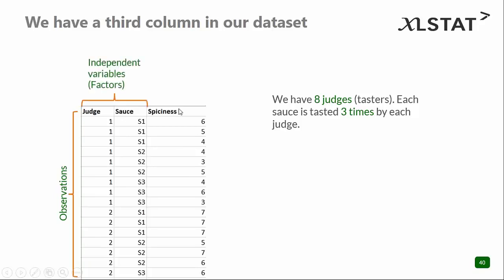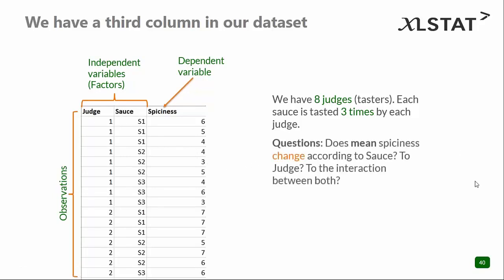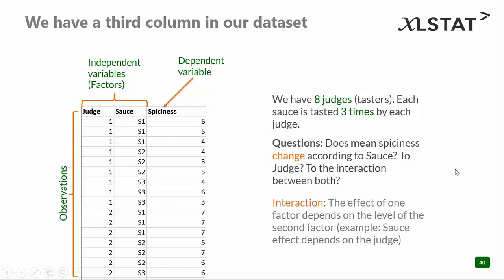So here we still have one dependent variable, which is spiciness, but we have 2 independent variables or factors, which are judge and sauce. The questions we are asking now are the following. Does mean spiciness change according to sauce? Does mean spiciness change according to judge? Does it change according to the interaction between judge and sauce? What do I mean by the interaction between my 2 factors? The interaction effect can be translated as follows: the effect of one factor depends on the level of the second factor. For example, the sauce effect depends on the judge.